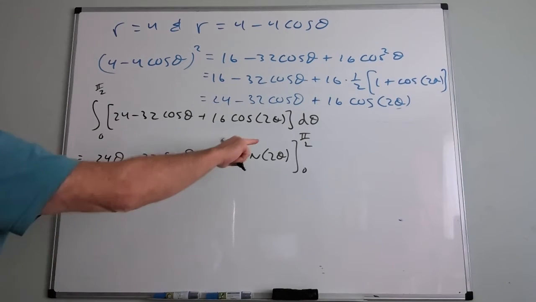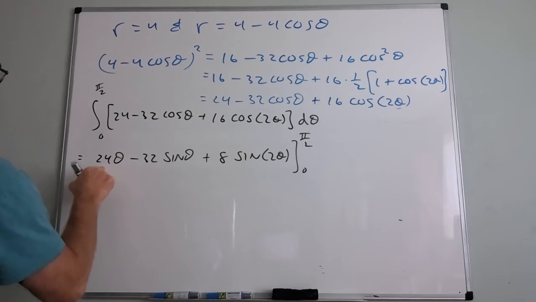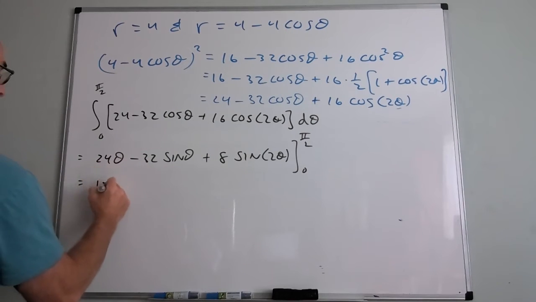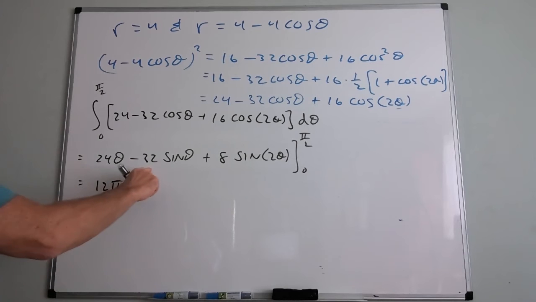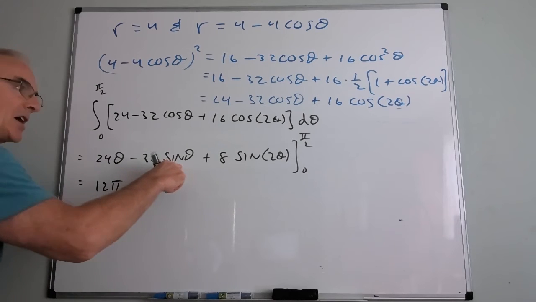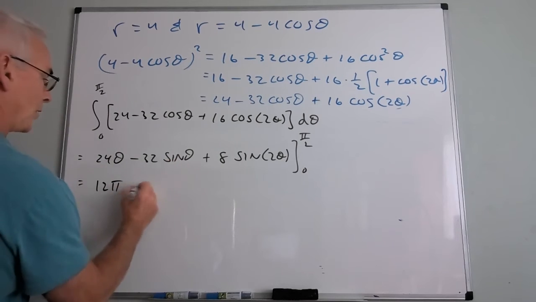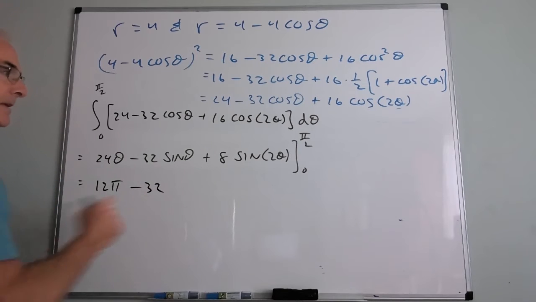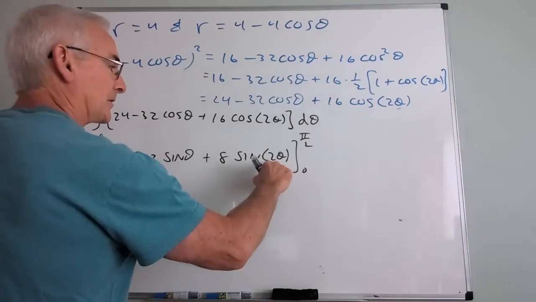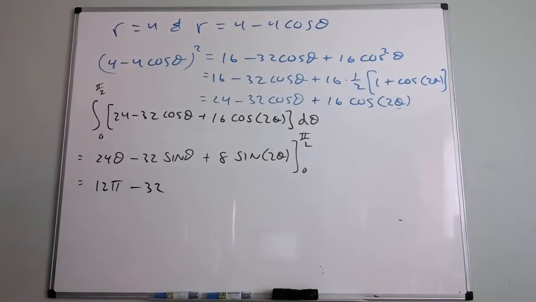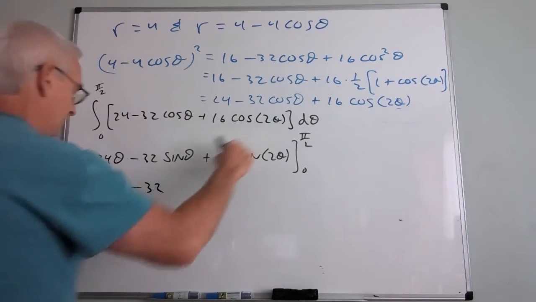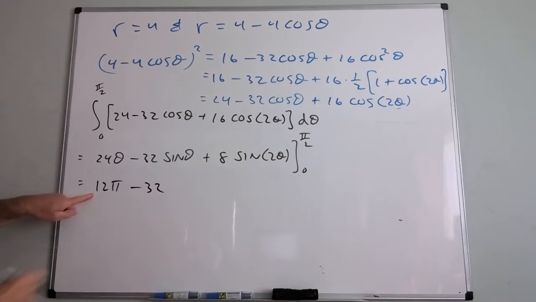Yeah. So when I do it at pi over 2, I'm going to get 24 times pi over 2, that's 12 pi, minus 32 times the sine of pi over 2. Well, the sine of pi over 2 is 1, so that'd be minus 32. Sine of 0 is 0. Okay. Then when I evaluate at 0, I'm going to get 0, sine of 0, sine of 0. So turns out I get this.